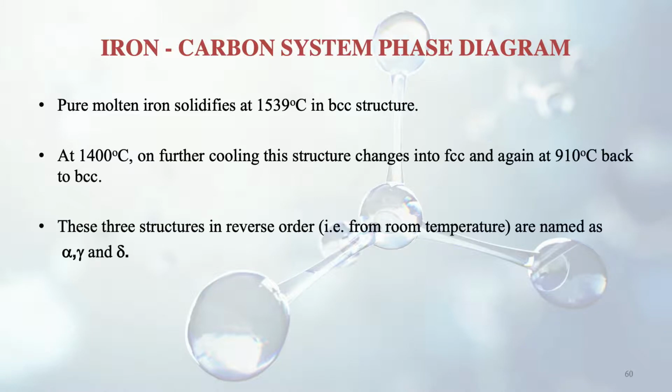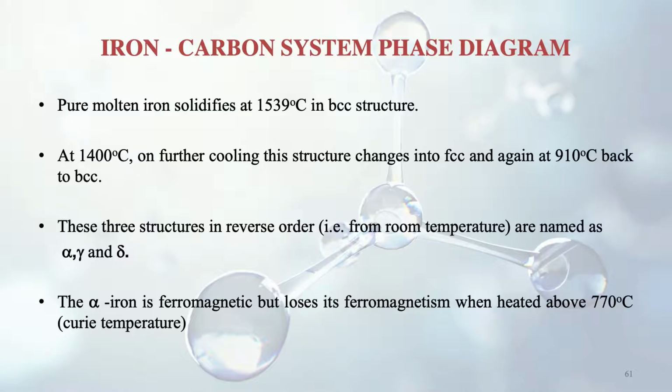These three structures, in reverse order, if we take from room temperature, are named alpha, gamma and delta. The first one, up to 910 degrees centigrade, is the alpha, then the gamma one comes up to around 1400 degrees centigrade, and the final one, delta, is the one about 1539 degrees centigrade.